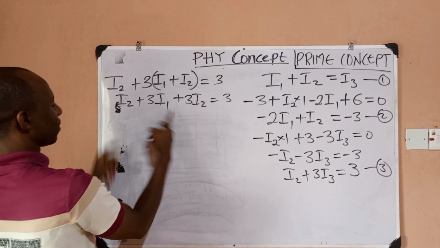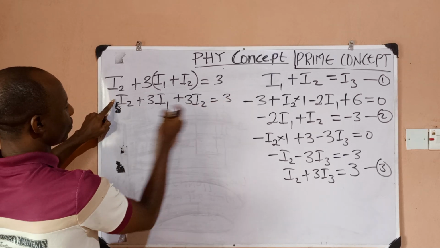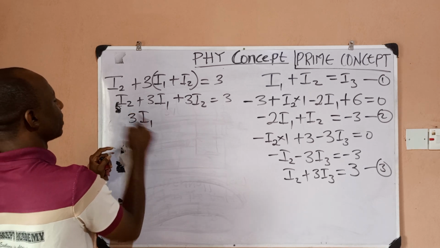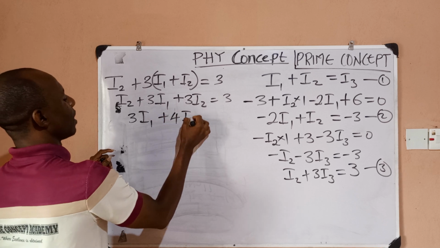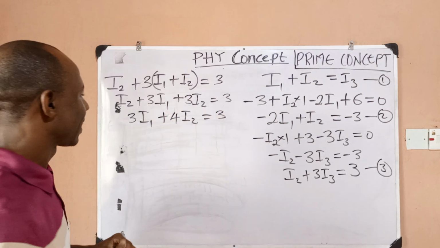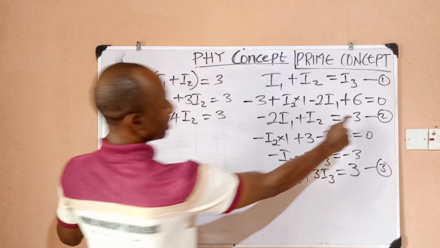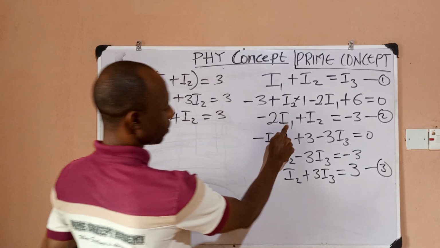So this is 1I2 plus 3I2, which is going to give us 4. But let me write this first. So this is going to be 3I1. Then this plus this will give us 4I2 equal to 3. Now, the next thing I want to do, I'm going to solve this equation together with equation 2. This is I1 and I2. This is also I1 and I2.